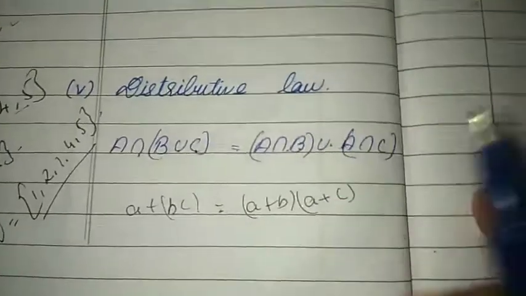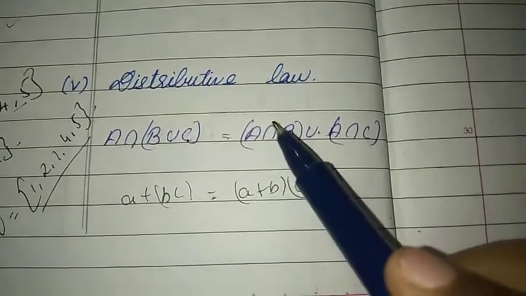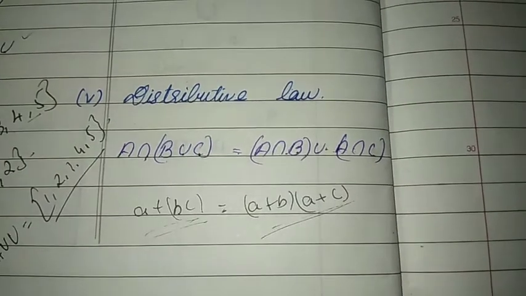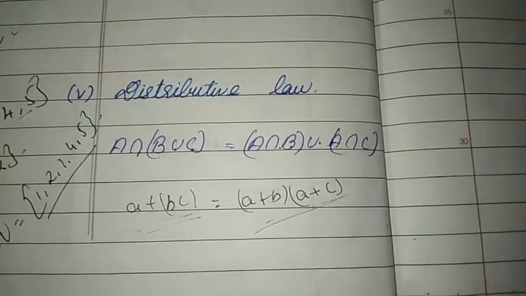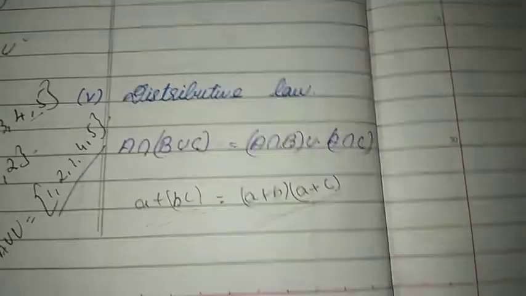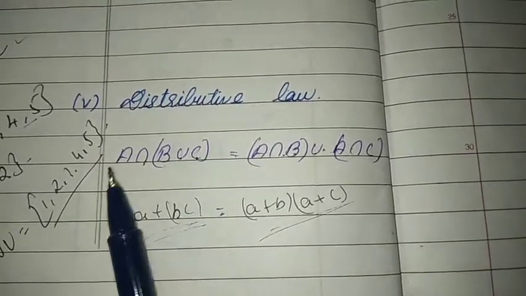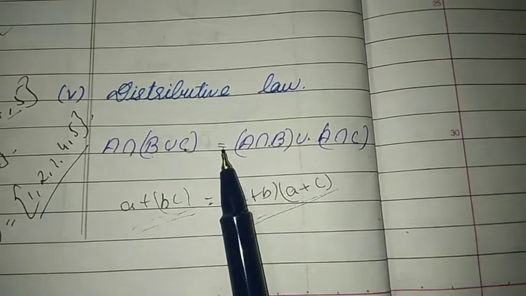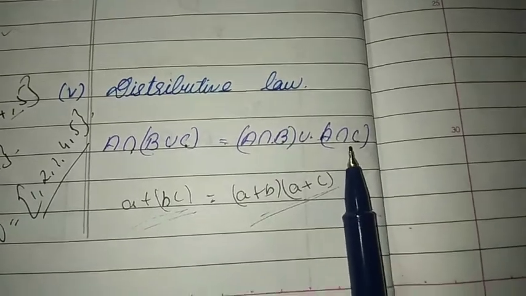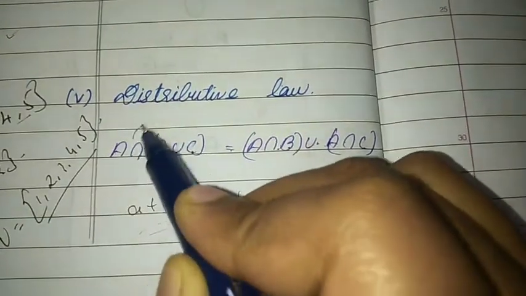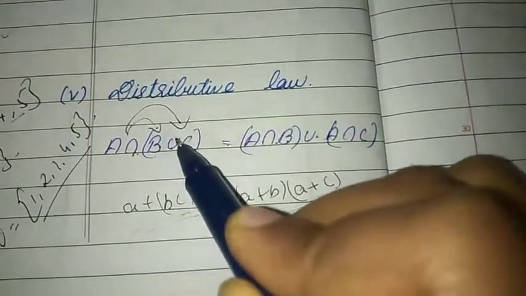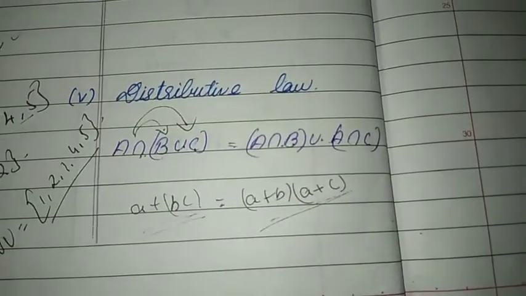Now, distributive law. Distributive law is very similar to the law we learnt in the lower classes: A plus B into C is equal to A plus B into A plus C. The same thing over here. A intersection (B union C) is equal to (A intersection B) union (A intersection C). It's just like multiplying this inside: A intersection B union A intersection C.